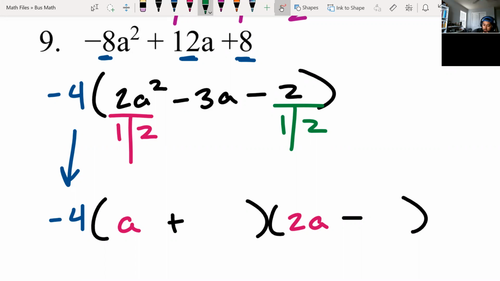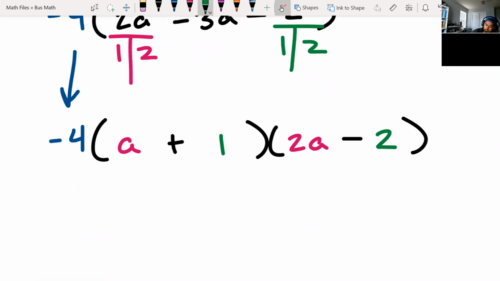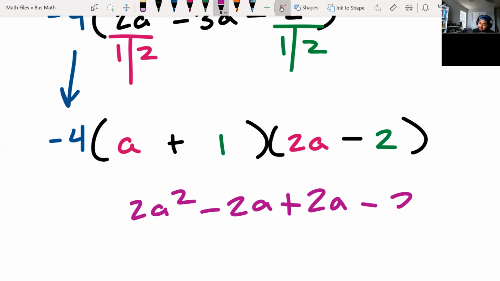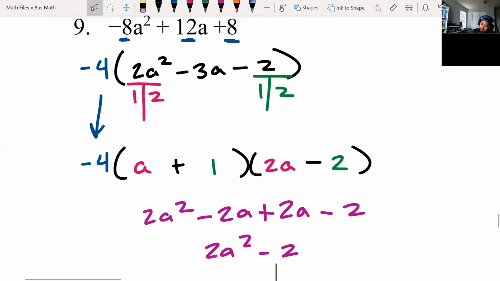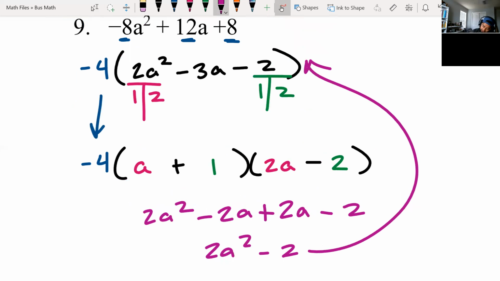One, two. Let's see how this works out. So we check, and I'll get 2a squared minus 2a plus 2a minus 2. And this will leave me with 2a squared minus 2. Oh, man. Does that look like the one above? Nope. So again, one of the easiest fixes is to switch the numbers. So that's what we're going to do there.